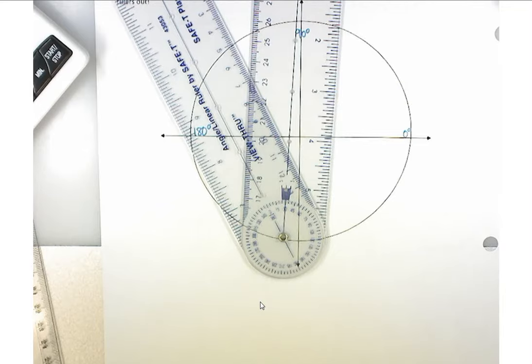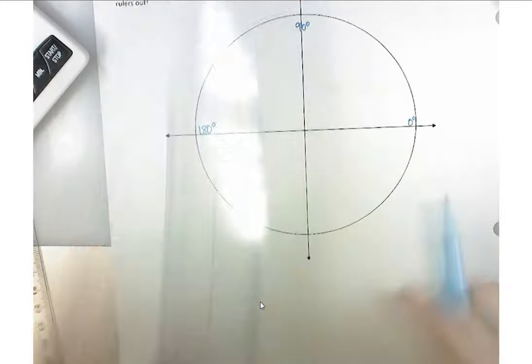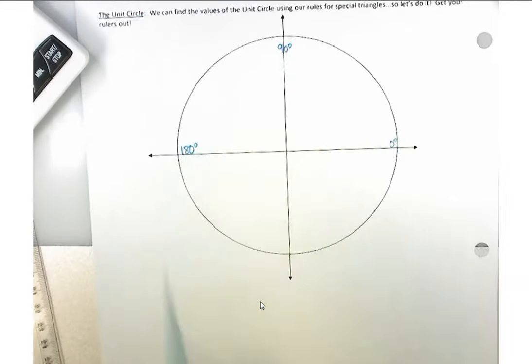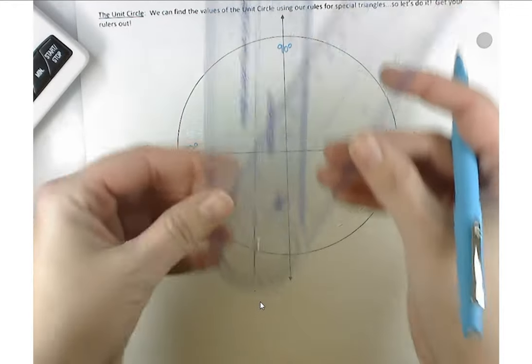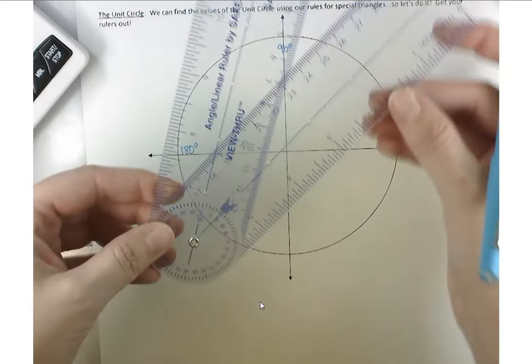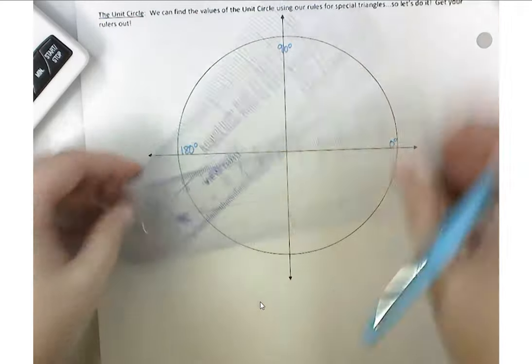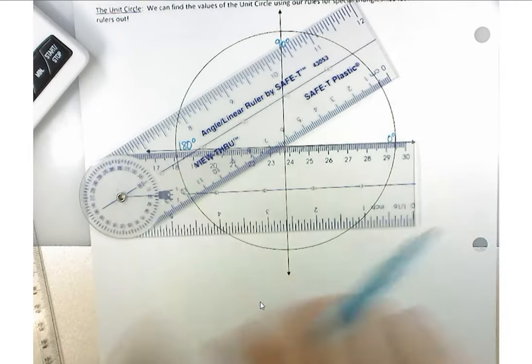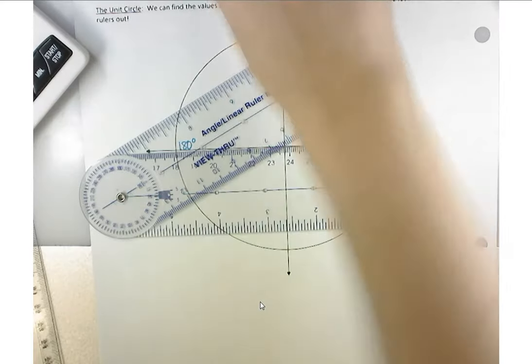Okay, so if you haven't already, we know this is 0 degrees, this is 90, and this is 180. Okay, and then the first one on our unit circle is 30. So we're going to take our equiangular ruler, and we are going to set the center at the center of the circle, and I'm going to use a pencil.